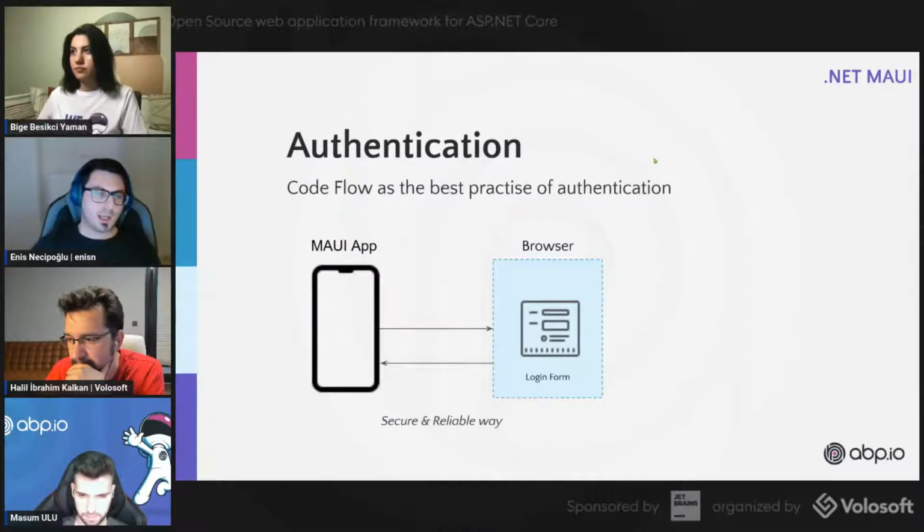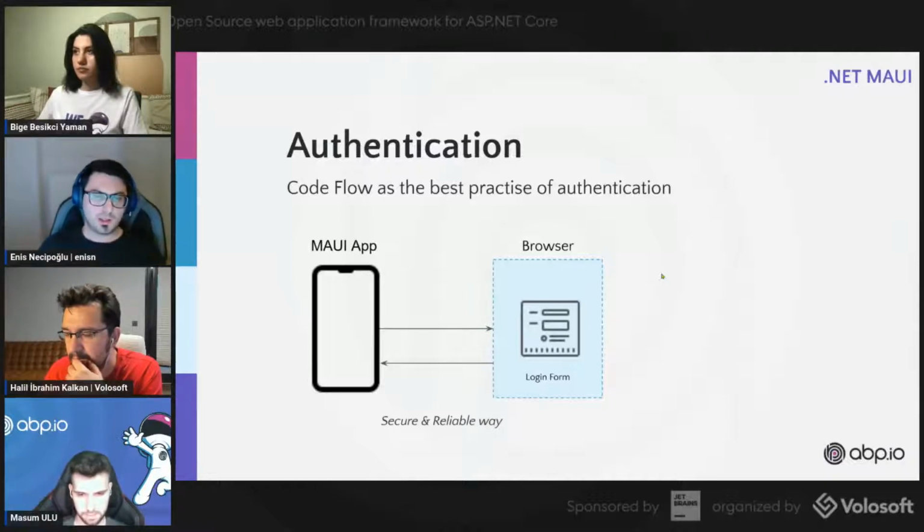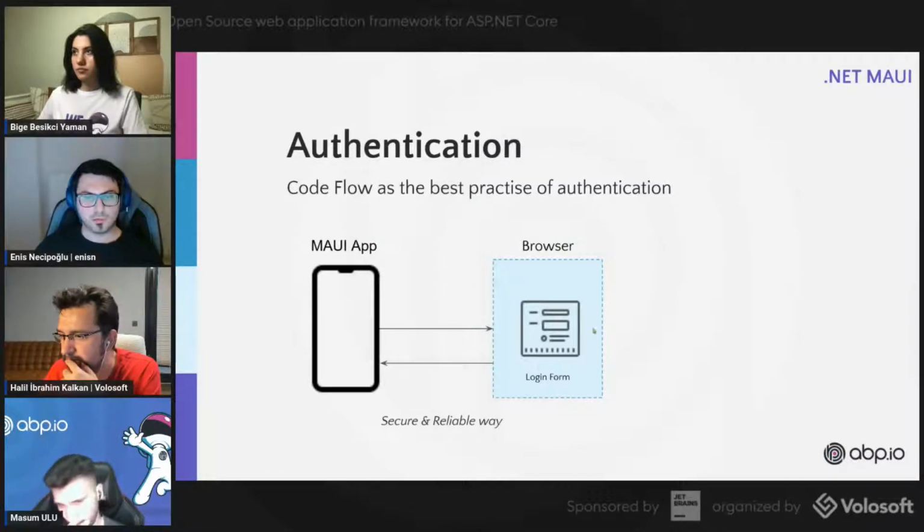In the authentication section, as Masum says, we use code flow authentication. This is the best practice for authentication and the most secure and reliable way. In this logic, we don't have any login screen or login page in our MAUI application. We redirect the user to our auth server. The auth server shows a login form to the user. The user can register, reset their password, or just log in in that browser. All the account processes are handled in the auth server. After that, if the user is logged in, the browser calls back to our MAUI application, and we use that token. It's a summary in a nutshell.